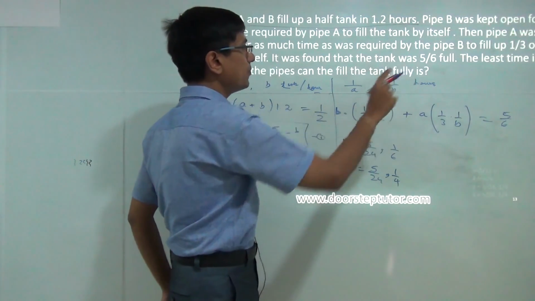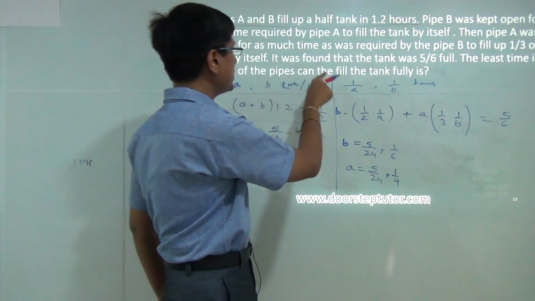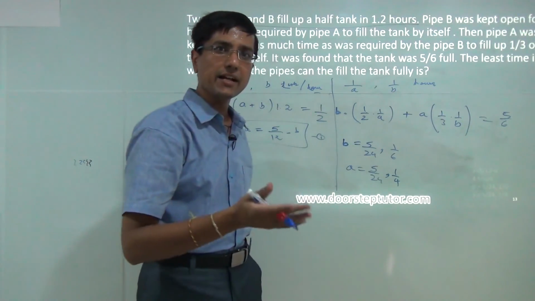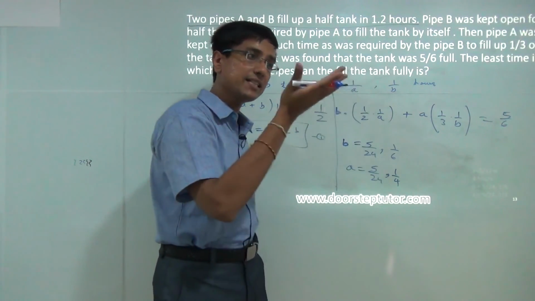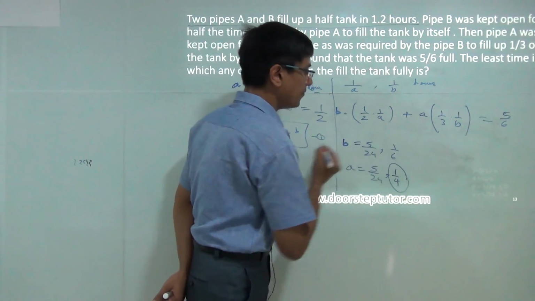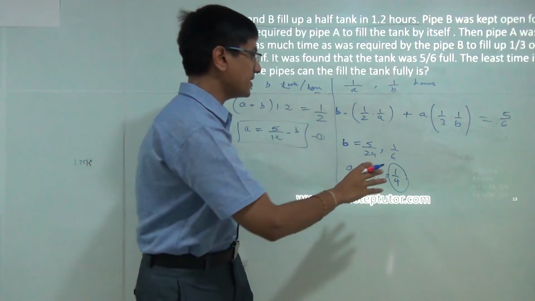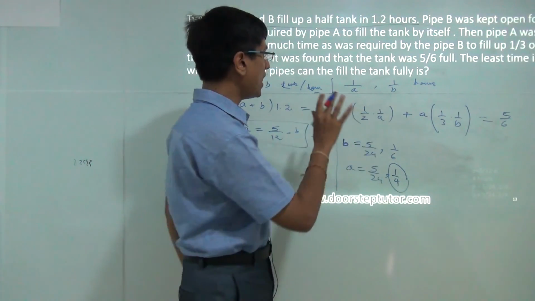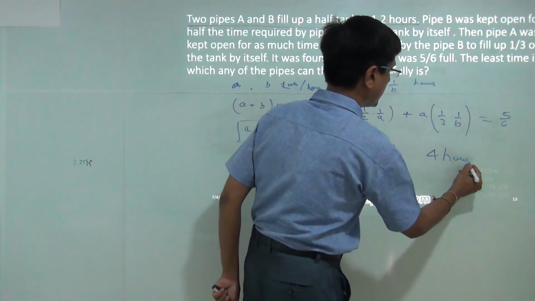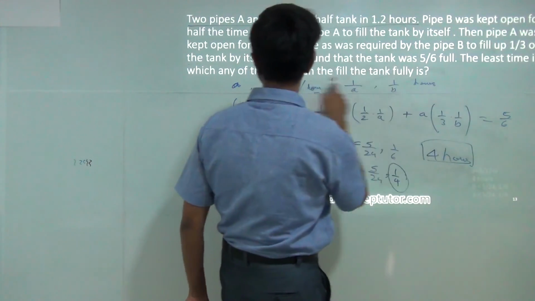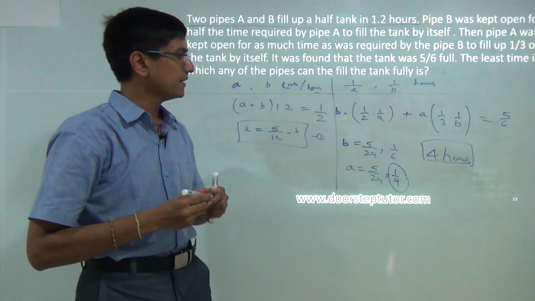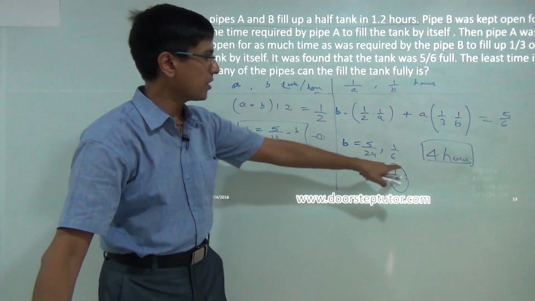I have been asked what is the least time in which any of the pipes can fill the tank fully. The least time would be taken by the pipe with maximum rate. And what is the maximum here? Maximum here is 1 by 4. So if I am filling the tank at the rate of 1/4 tank an hour, how much time would it take? 4 hours. And that's my answer. The least time in which any of the pipes can fill the tank fully. So 4 hours is the answer.